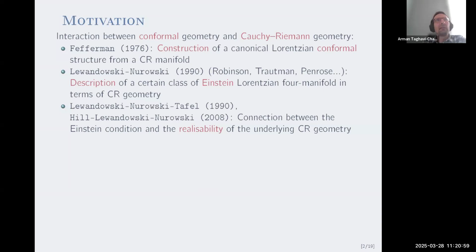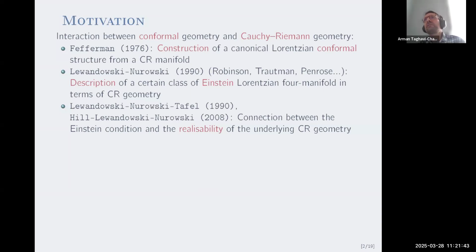There were a few landmark papers. There was one in 1990 where Lewandowski and Nurowski gave a very nice description of these Einstein Lorentzian four-manifolds. Shortly after, or around the same time, Lewandowski, Nurowski, and Tafel also wrote an article that makes a connection between the Einstein field equations and the realizability of the CR structure. I will be making this more precise.